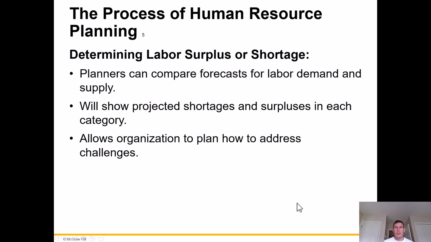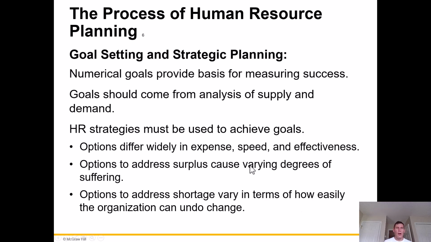So determining the labor surplus or shortage. Planners can compare forecasts for labor demand and supply. This will show projected shortages and or surpluses in each category, and it allows organizations to plan how they are going to address those challenges. So numerical goals provide the basis for measuring success. It's like anything, you've got to have a way to measure it, and that's typically going to be done with numbers. So the goals should come from the analysis of supply and demand.